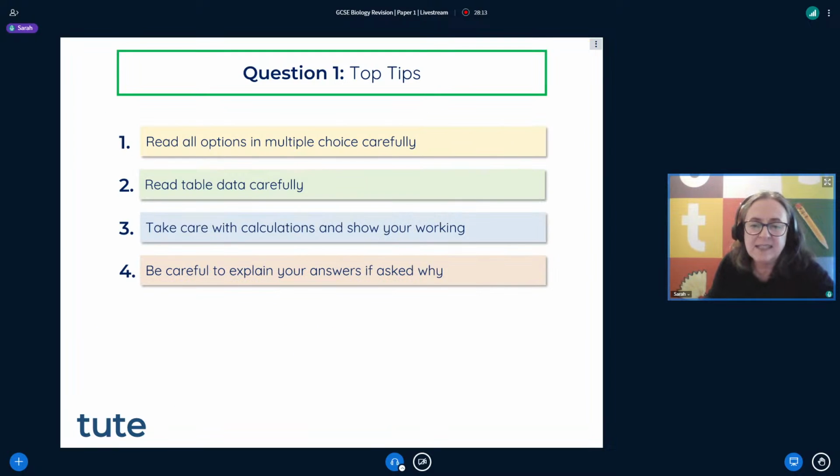Okay, so guys, top tips for that question: read all the options in multiple choice carefully, read table data carefully, be clear on what it's telling you, take care with calculations and show your working, because that can get you marks even if you get the question wrong, and be careful to explain your answers if asked why. You need to give a reason, say what's happening and why.